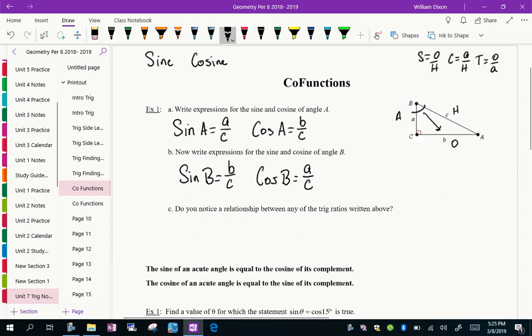All right, so what I came up with is that the sine of A equals the cosine of B. And the cosine of A equals the sine of B.